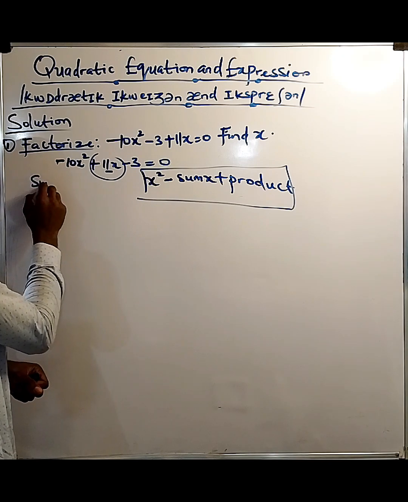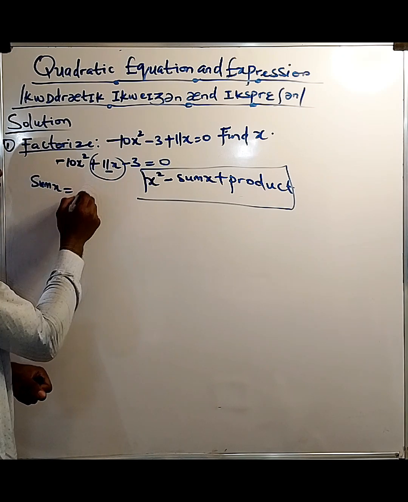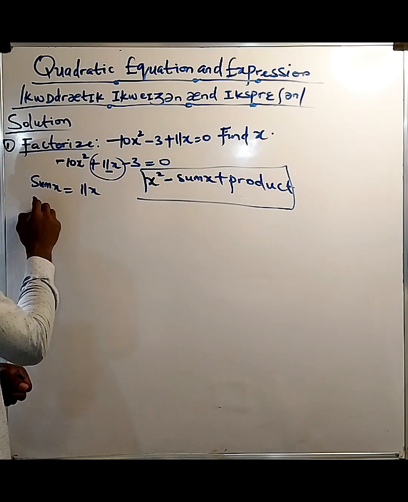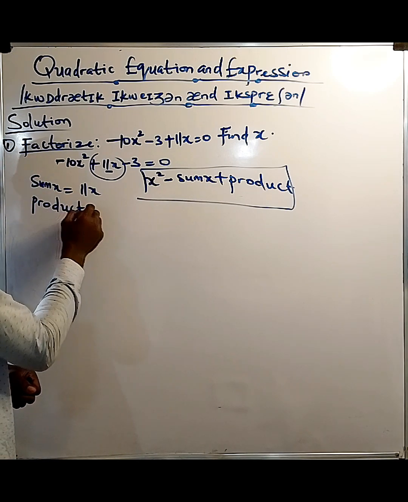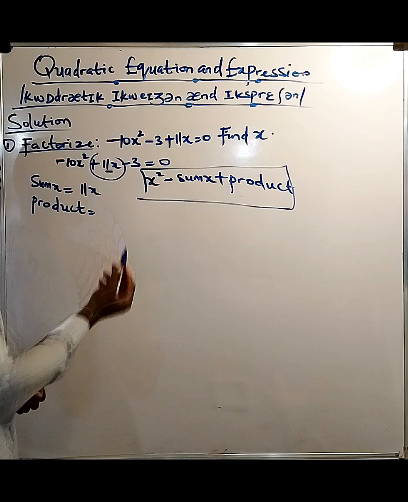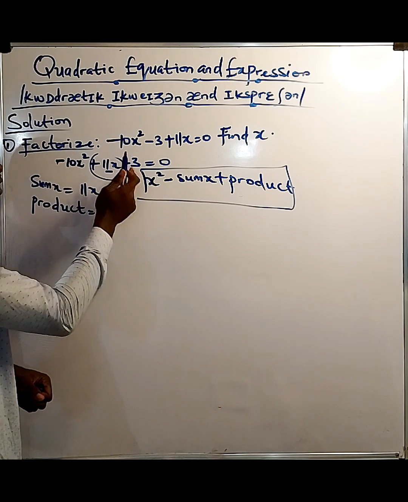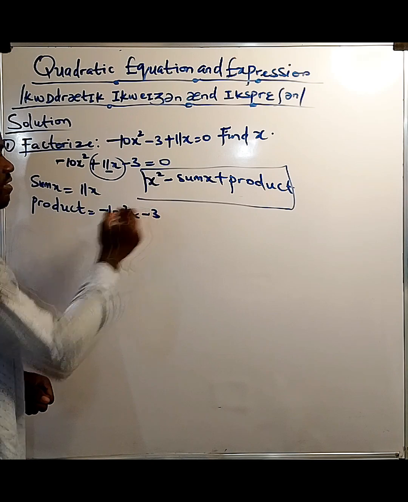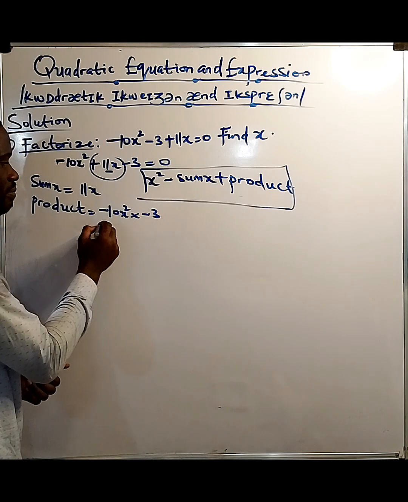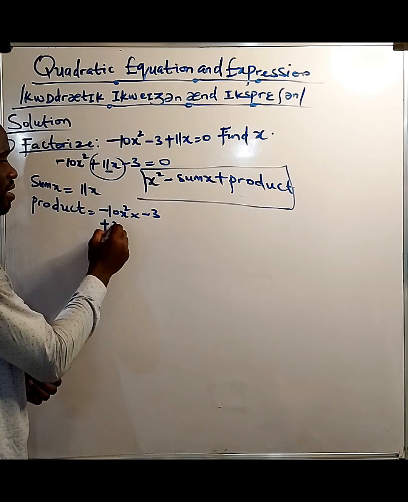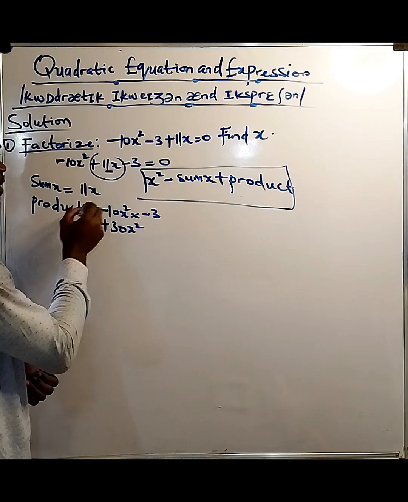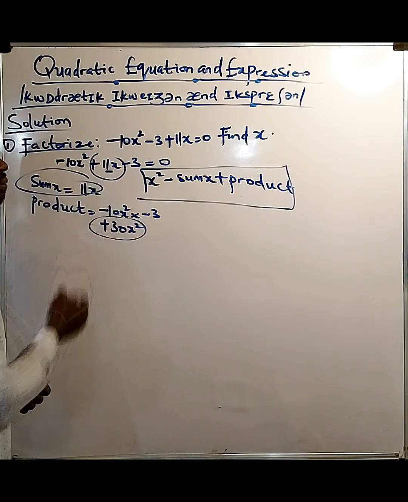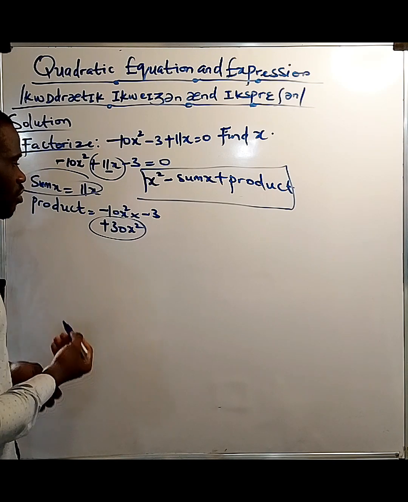So the sum x is 11x, that's plus 11x. Then the product, don't forget, we get the product by multiplying what we have here with what we have here. So that's minus 10x squared times minus 3. So what do we have? Minus times minus is plus. 10 times 3 is 30, 30x squared. So the sum x is plus 11x. The product is plus 30x squared. So what do we do next?